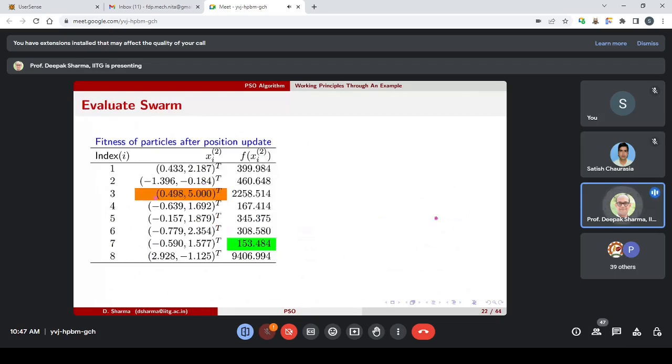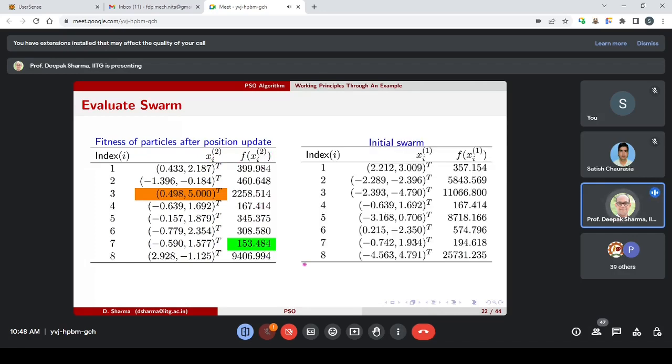Here you can see I've made it orange so that you can see the change, and the rest of the positions remain the same. Now these are the updated positions of the particle swarm. If I calculate the fitness, these are the values.